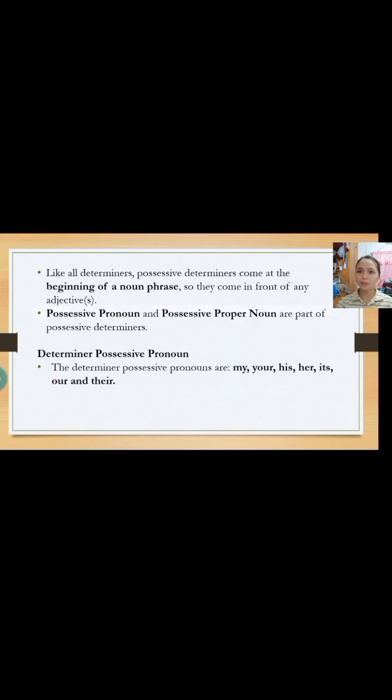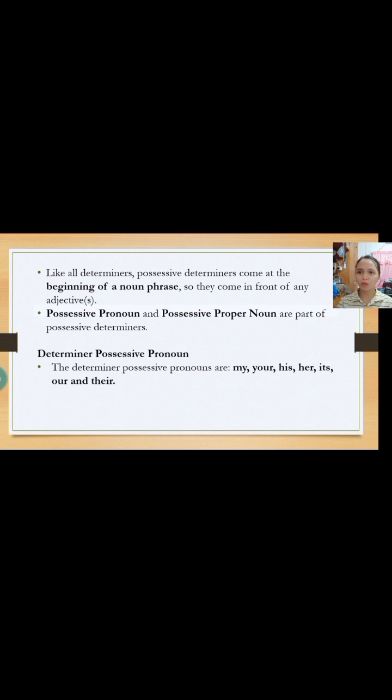Like all determiners, possessive determiners come at the beginning of a noun phrase, so they come in front of any adjective. So to make it clear, you can use the title possessive adjective in identifying possessive determiners. But it says that possessive determiner is a more accurate description and a more accurate term. Possessive pronoun and possessive proper noun are part of possessive determiners.